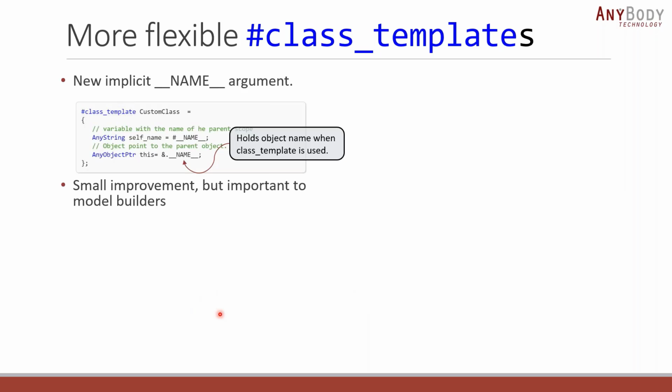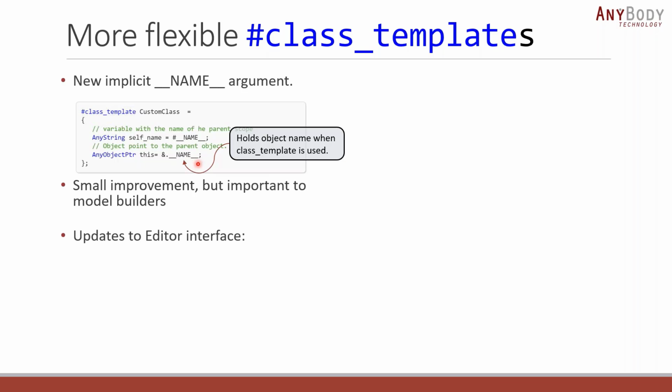There are also other smaller improvements to the class templates. For example, you can use this implicit name argument inside class templates, which will always hold the name of the object when the user created it. And this means that you can add multiple class templates and still make them create different named objects, so they don't conflict with each other. It's a small improvement, but it's also very important to model builders.